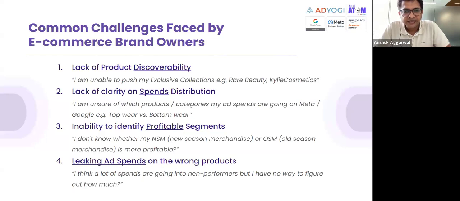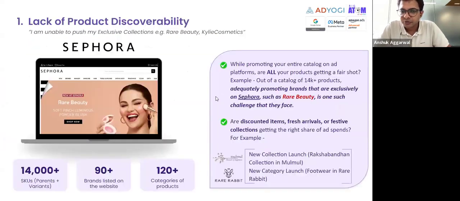Let's keep going. So this is the first problem, right? And I'll speak about this brand Sephora. We've been working with Sephora for some time. They are actually known to launch a lot of new brands. Something like Rare Beauty, Kylie Cosmetics are brands on Sephora. And a common challenge they face is whenever they launch a new brand on the website, how do they make sure that the new collection or the new brand gets enough visibility across their ad campaigns?